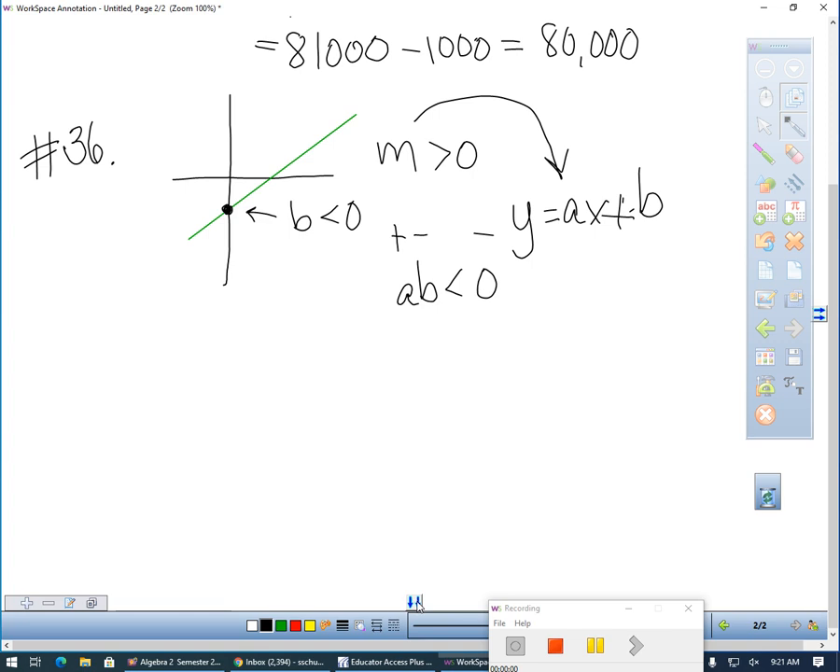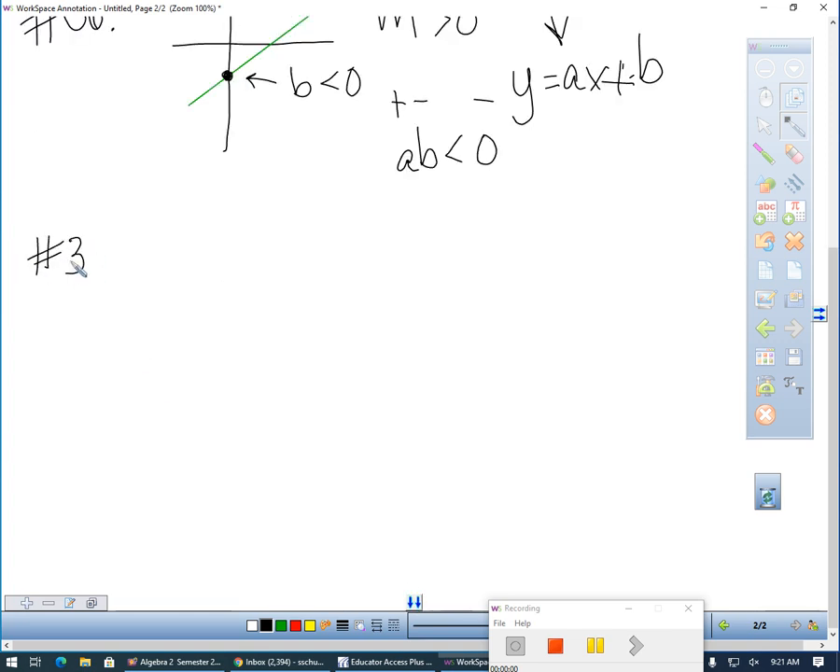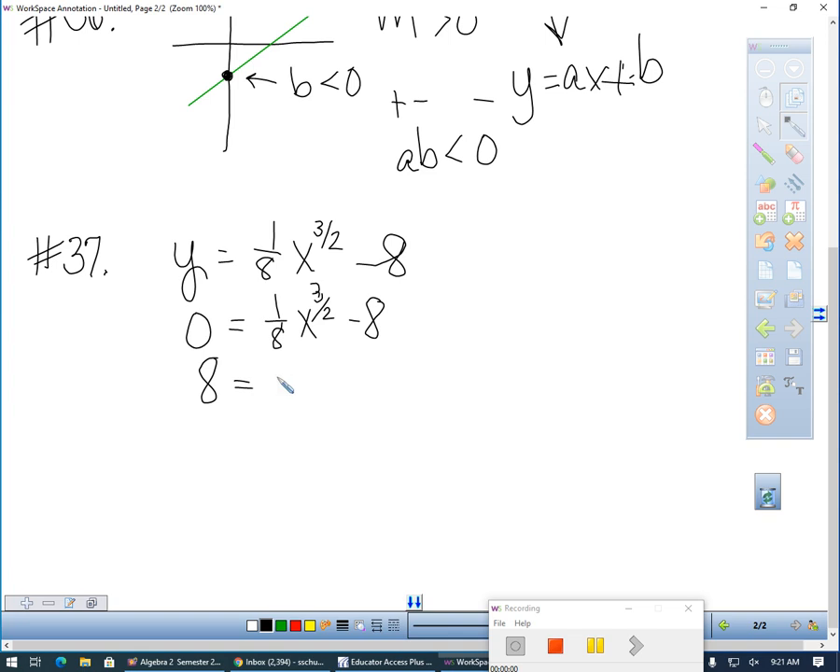Number 37. On number 37, we have y equals 1/8 x to the 3 halves minus 8. And it wants us to find the x-intercept. For the x-intercept, you put 0 in for y. So I have 0 equals 1/8 x to the 3 halves minus 8. Adding 8 over. All right. And we talked about how you can clear the fraction here. So we get 64 equals x to the 3 halves.